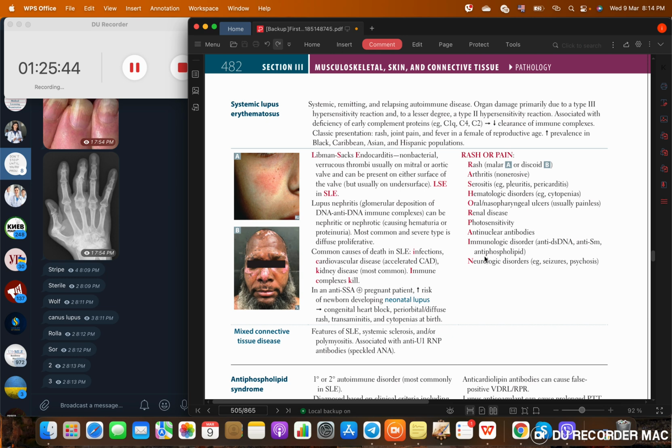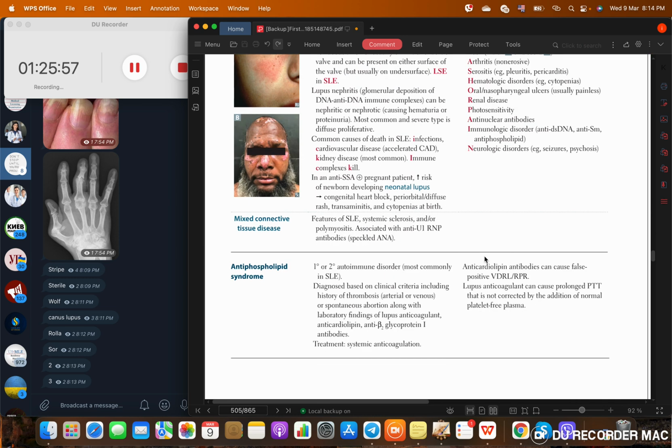Also, we can have seizures and psychosis in these patients, which is atypical in real life, but on the test, they like to tell you about it, and it is because of antibodies against the brain. Basically, even the brain is getting attacked. There is something known as mixed connective tissue disease, in which we have features of lupus, but they do have other connective tissue disease, such as systemic sclerosis or polymyositis, and it is associated with anti-U1 RNP antibodies. Okay, so the antiphospholipid syndrome.